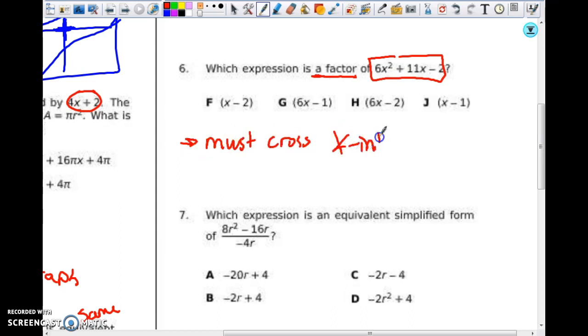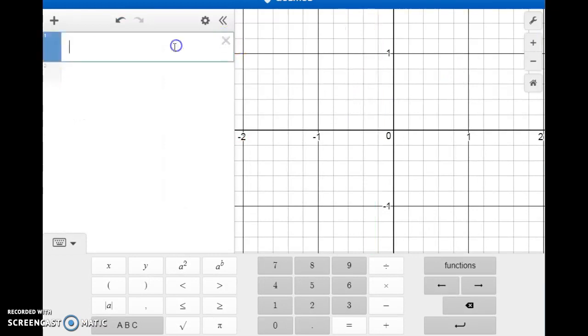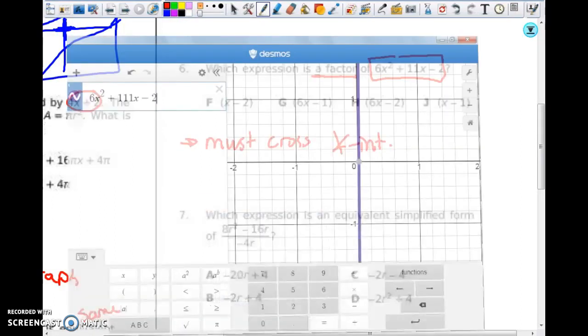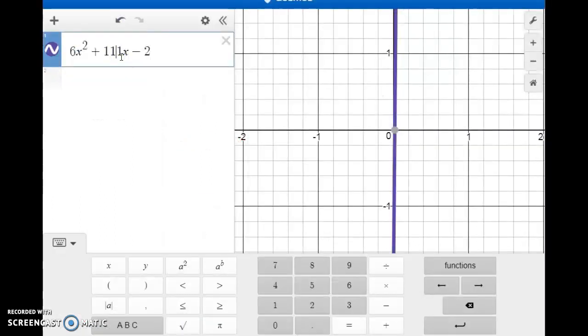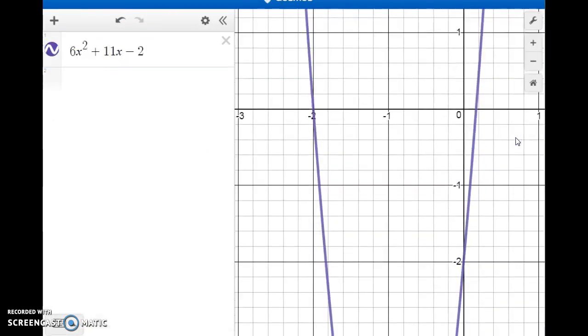There you go. Must cross the x-intercept. Okay, so I'm going to graph this for you. 6x squared plus 11x minus 2. I know, my bad. Okay, can you see the x-intercepts? They're right here and right here.